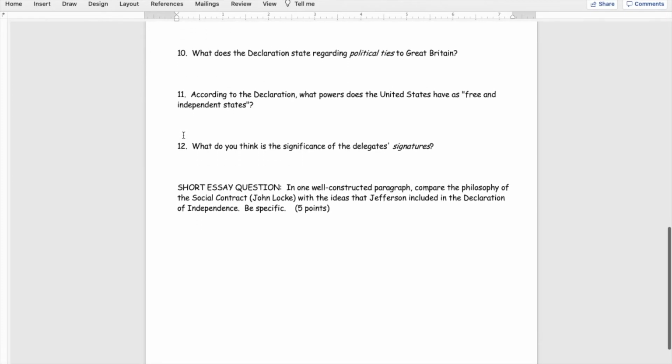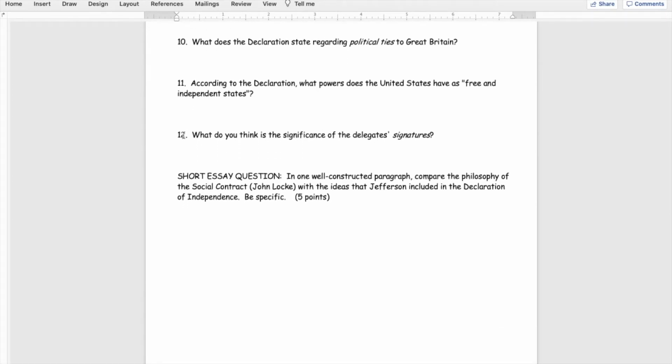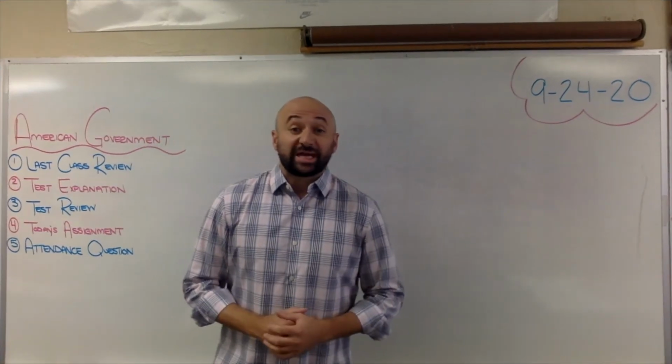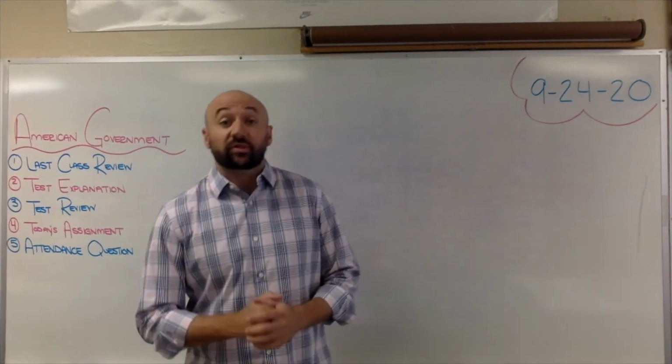And then finally, number 12, what do you think is the significance of the delegates' signatures? This was an opinion question that says, what do you think? But the significance has been said in the past that it was able to show that all of the colonies were united, that it wasn't just one person or one colony declaring independence, but that everybody was in favor of this declaration. I hope that explains the study guide for the Declaration of Independence.